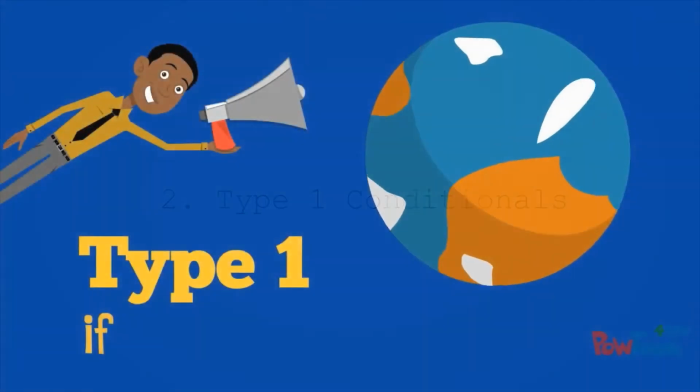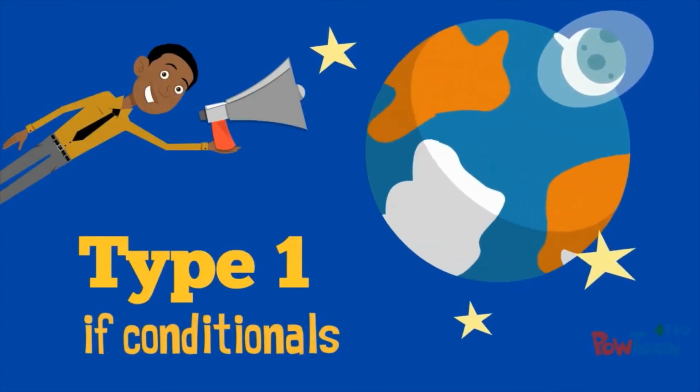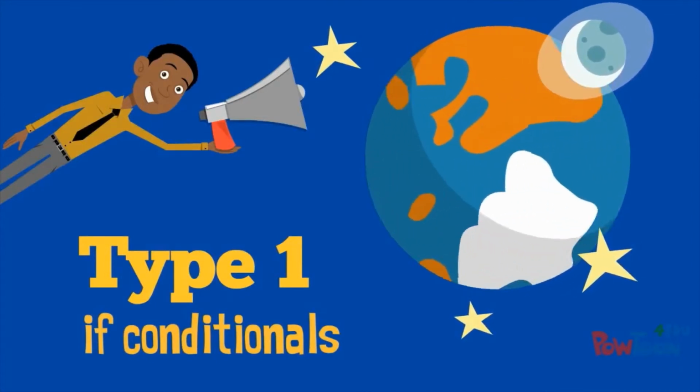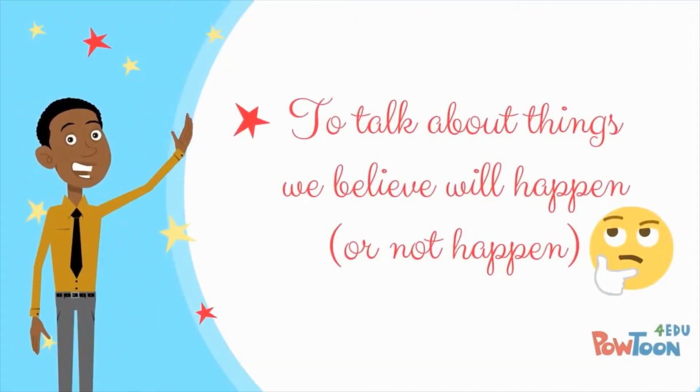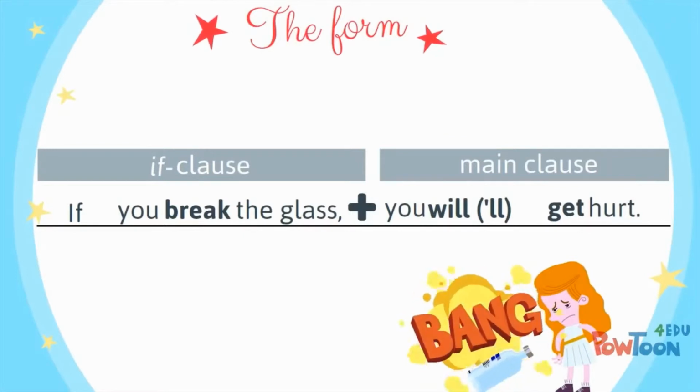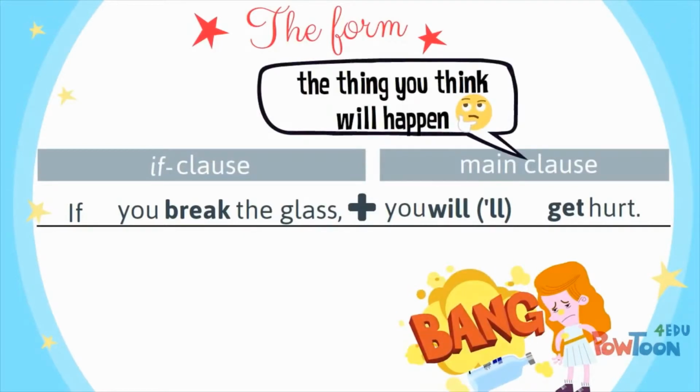Welcome back! This lesson is going to focus on type 1 conditionals. We use the first conditional to talk about things we believe will happen or not happen. For example, if you break the glass, you will get hurt.